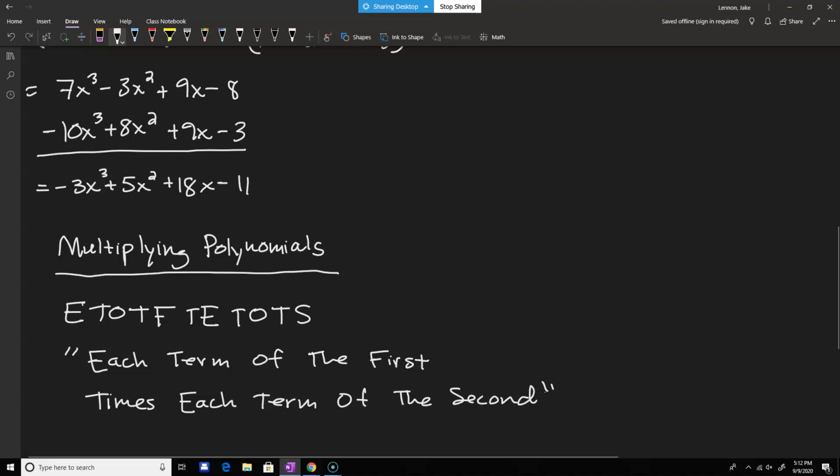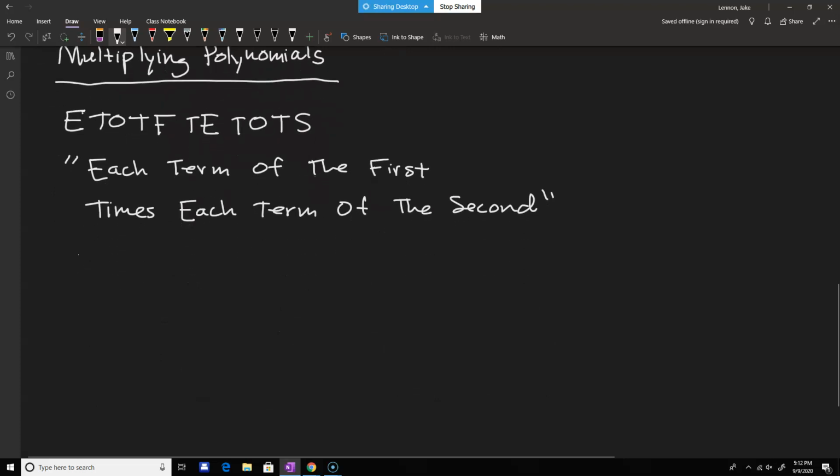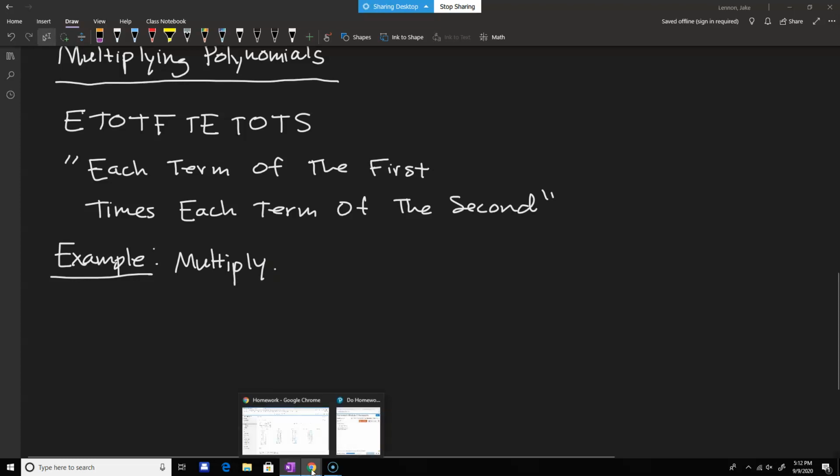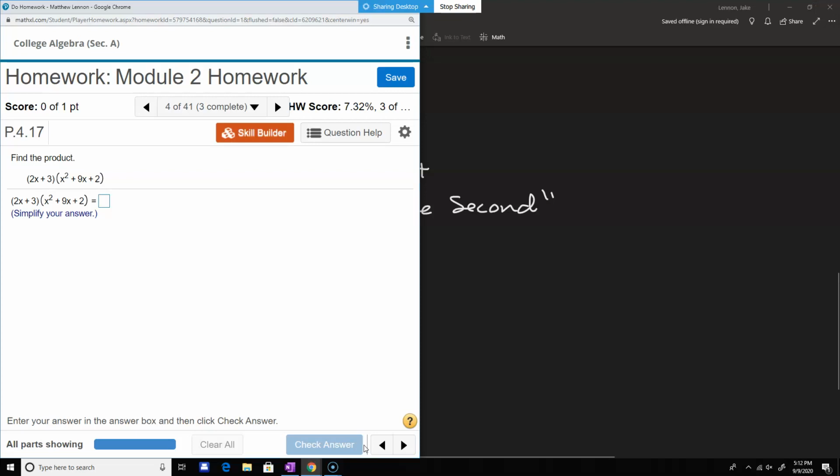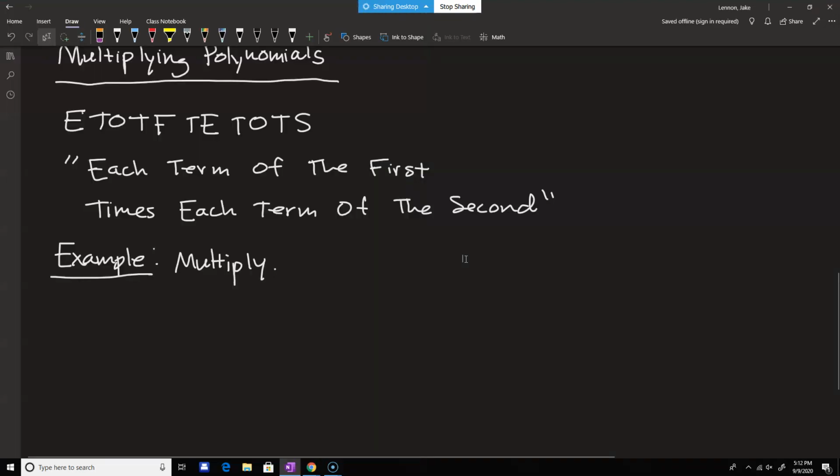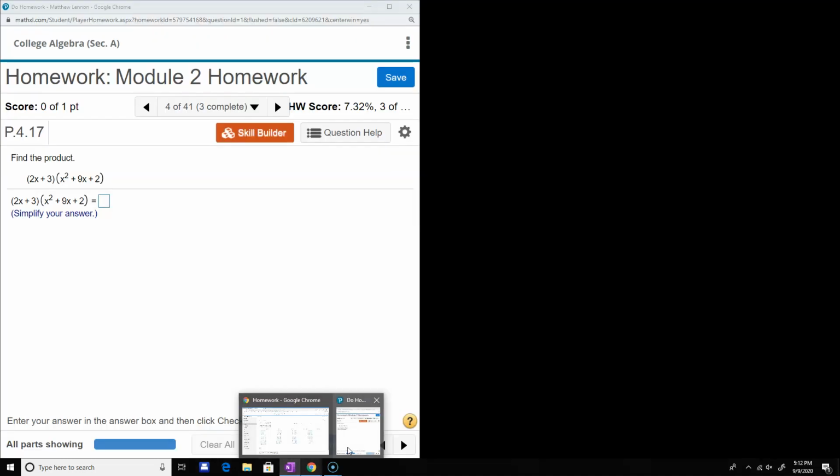And that's going to work whether or not you have more than 2 terms in one of your polynomials. So this first example that we saw, we have a 2-term polynomial times a 3-term polynomial. How does that go? Let's see. It was 2x plus 3 times x squared plus 9x plus 2. I can't remember, what did I say? X squared plus 9x plus 2, something like that? Yeah.